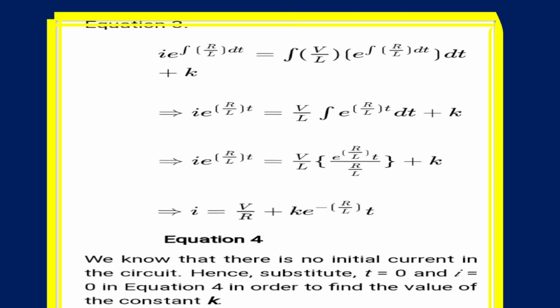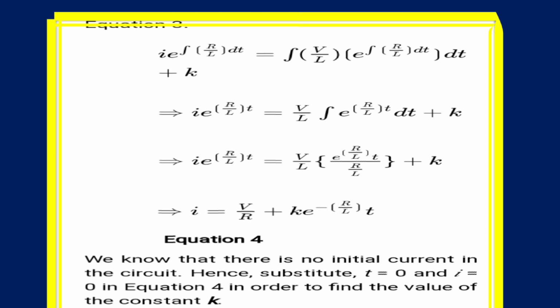So if you are taking e power nx, the integration of e power nx will be given by e power nx divided by n. Okay, the same thing is applied here. So when you are applying this, we are getting I will be equal to V by R plus K into e power minus R by L into t.